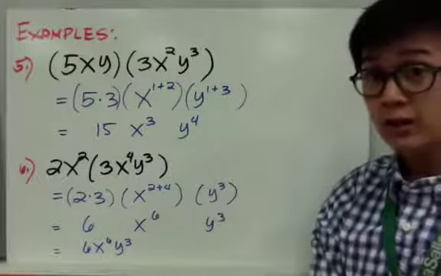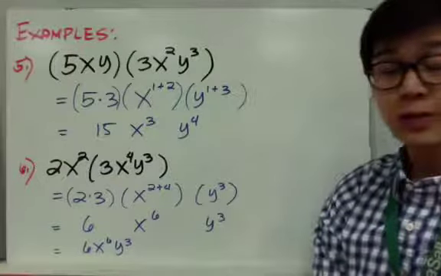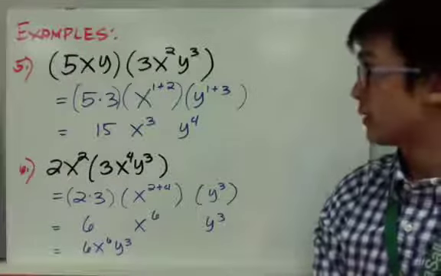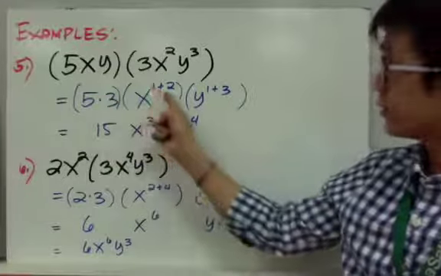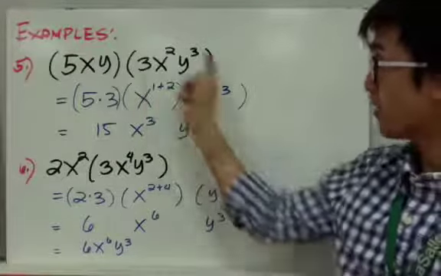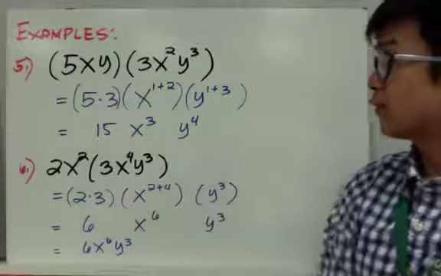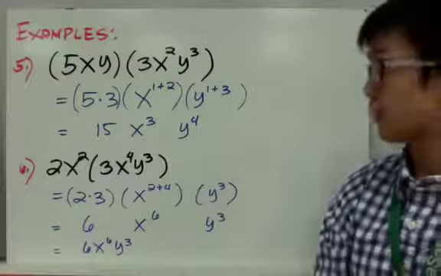At sa law ng exponential function, pag nag-multiply ka ng variable, ina-add mo yung exponent. So 5 times 3, x raised to 1 plus 2, and y raised to 1 plus 3. So your simplest form will be 15x cubed y to the 4th.